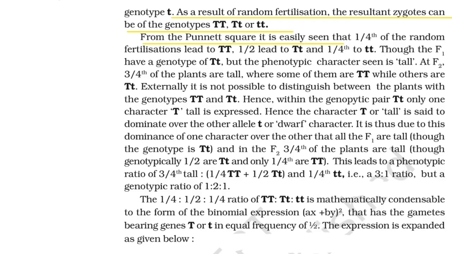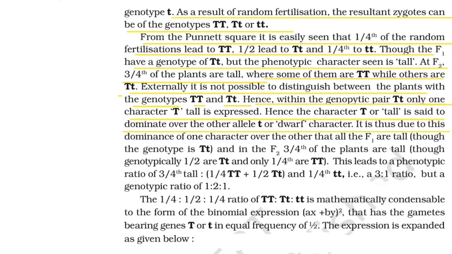From the Punnett square, it is easily seen that 1/4 of random fertilization led to TT, 1/2 led to Tt, and 1/4 to tt. So the F1 have genotype Tt, but the phenotypic character seen is tall. At F2, 3/4 of plants are tall, whereas some of them are TT and others Tt. Externally, it is not possible to distinguish between the plants with genotype TT and Tt. Hence, within the genotype pair Tt, only one character T or tall is expressed. Hence, the character T or tall is said to be dominant over the other allele.